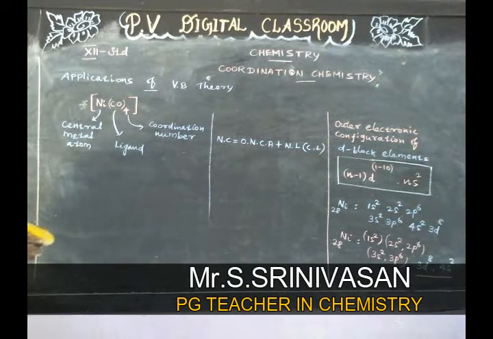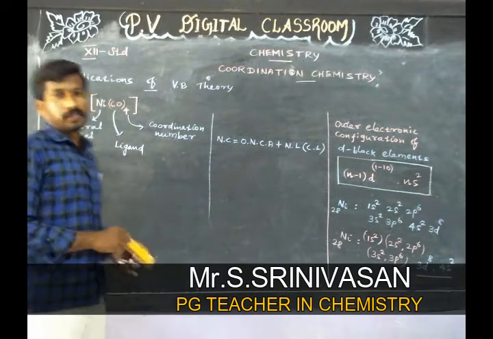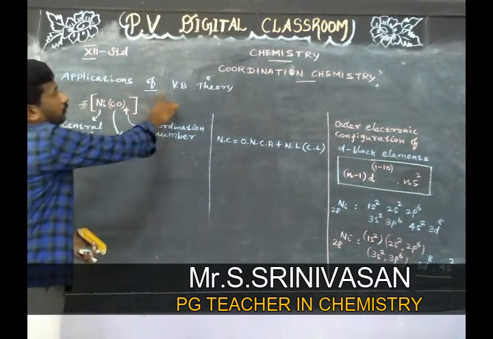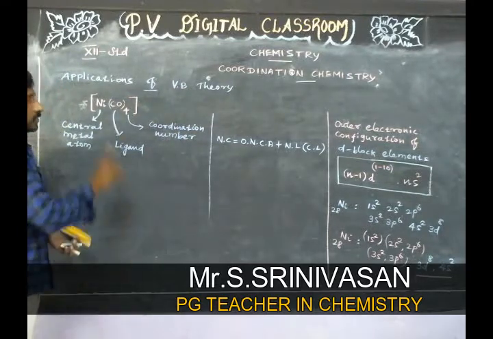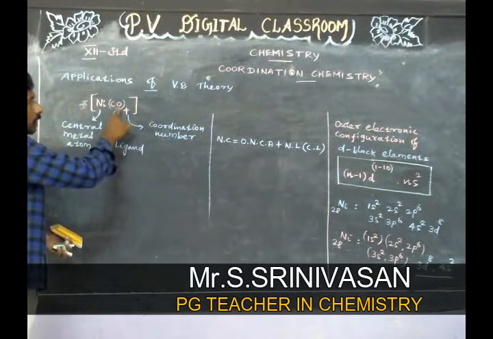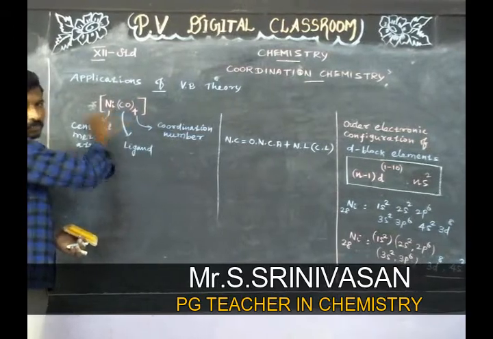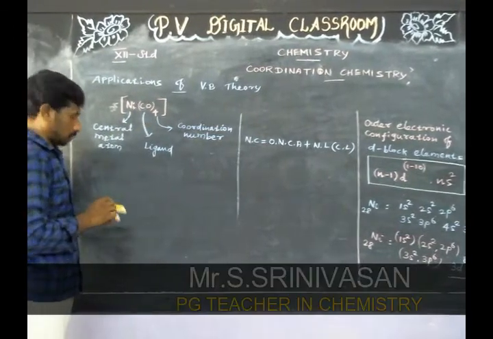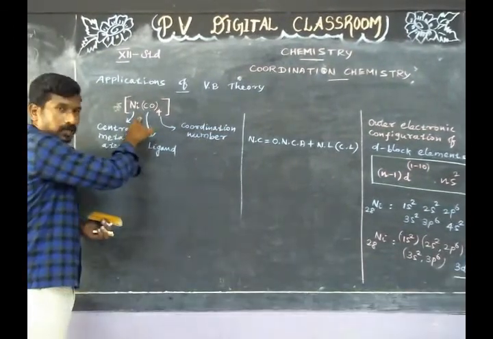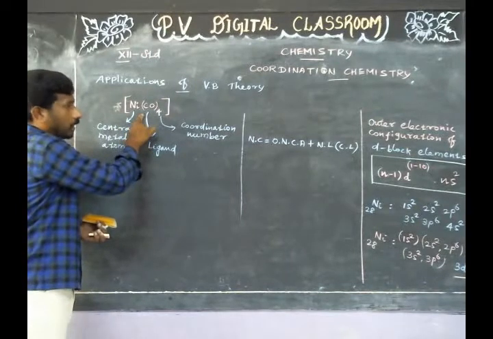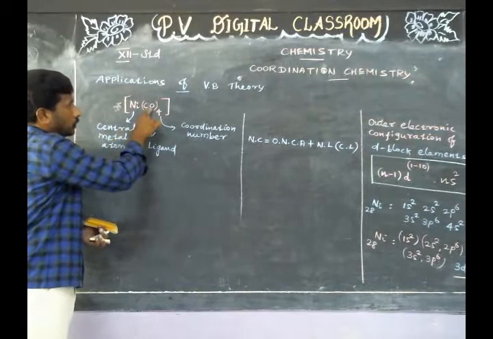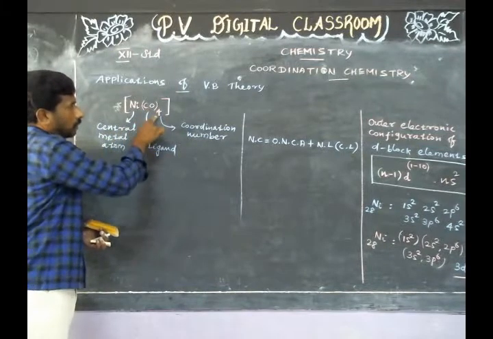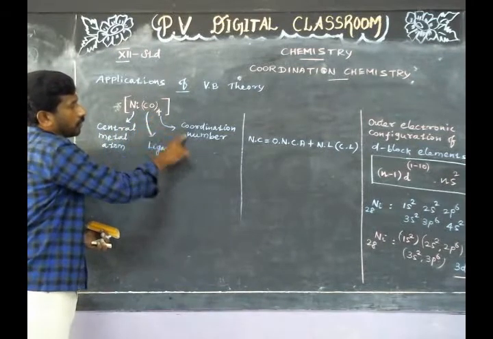Good morning, students. In this class, we are going to discuss applications of valence bond theory. Let us consider tetracarbonyl nickel(0). It is a coordination compound in which Ni is the central metal atom, CO is the ligand, and 4 is the coordination number.